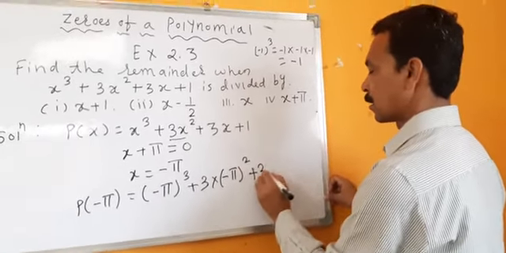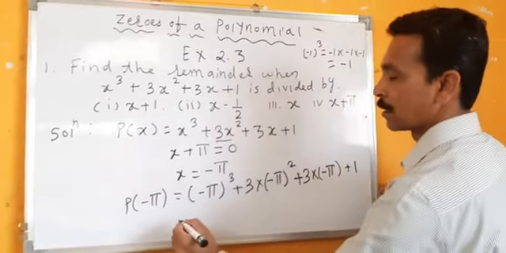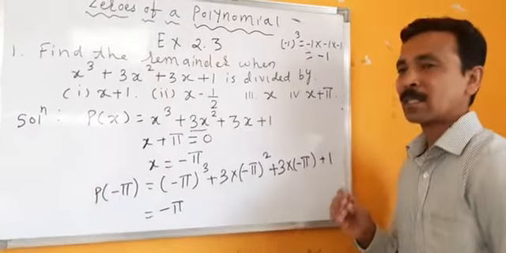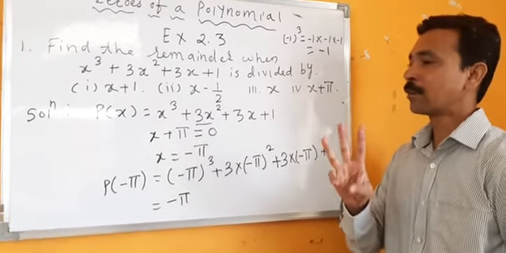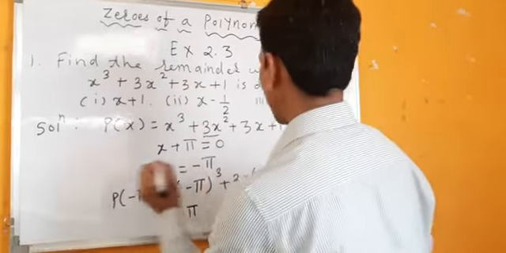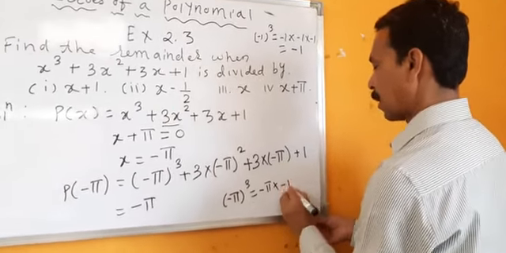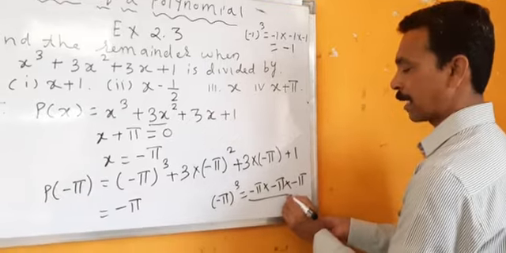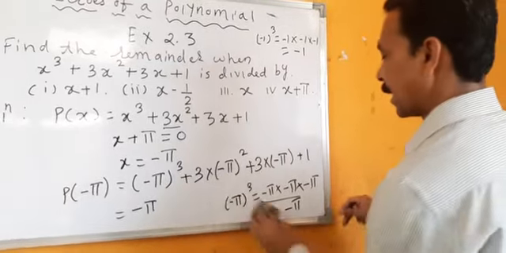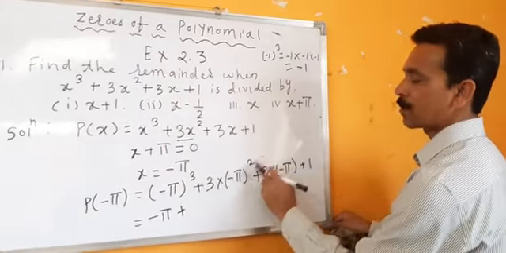Plus 3x means 3 into minus pi, plus 1. What is the cube of minus pi? Minus pi, because if you multiply minus pi three times, it will be minus pi into minus pi into minus pi. Minus into minus is plus, plus into minus is minus. That way we got minus pi cube. Clear?